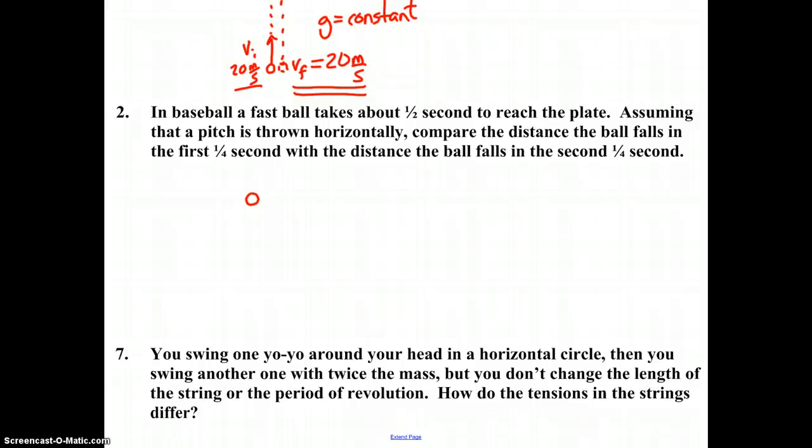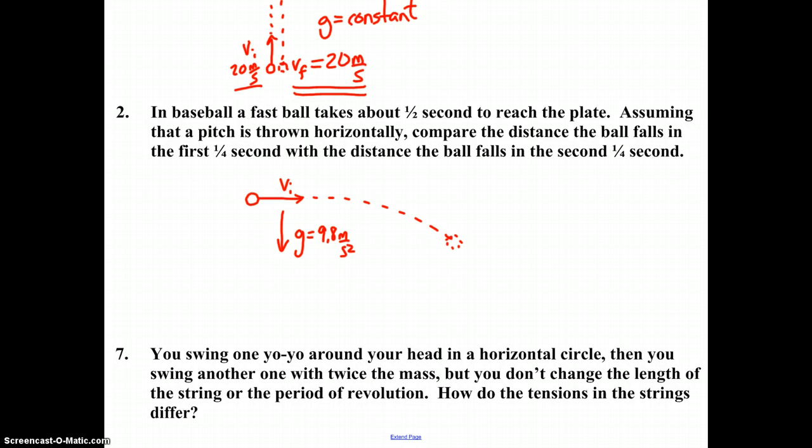So we'll start off with the ball thrown horizontally with initial velocity. And let's suppose that it gets caught over here at that location right there. Okay? So compare the distance the ball falls. They want us to take into consideration the vertical motion, or the vertical height the ball drops. Well, what we know is that the ball, while it's moving sideways, is going to accelerate down due to gravity at 9.81 meters per second squared.